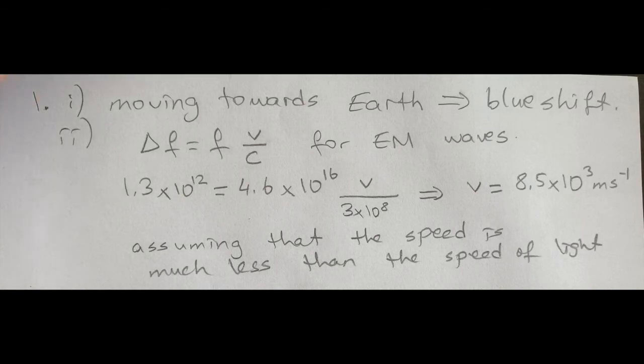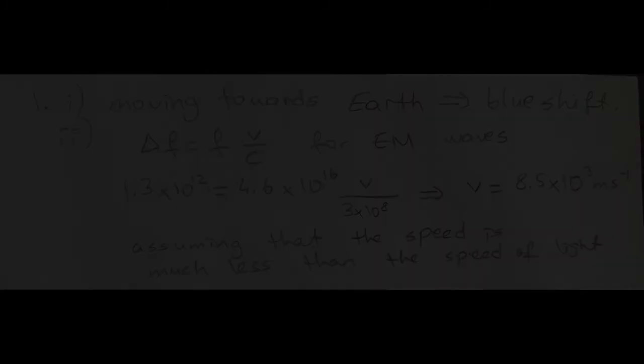Part II asks us to determine the speed at which x is moving towards Earth. We have to use this equation for electromagnetic waves. We know the change in frequency, we know the emitted frequency, we know the speed of light. So substitution gives 8.5 times 10 to the power of 3 meters per second. This is assuming that the speed is much less than the speed of light.